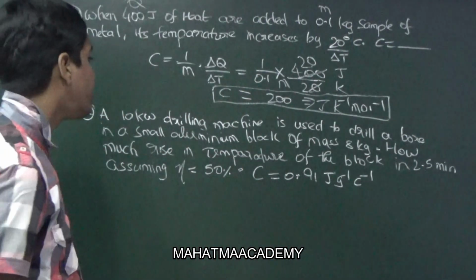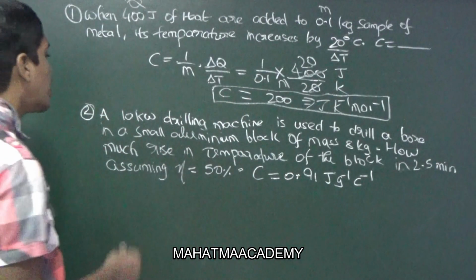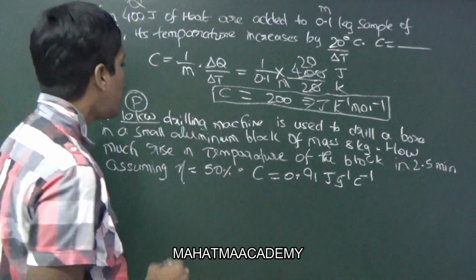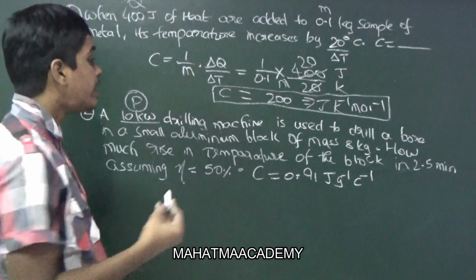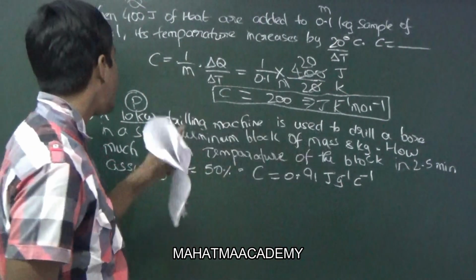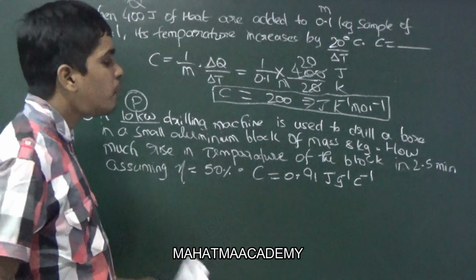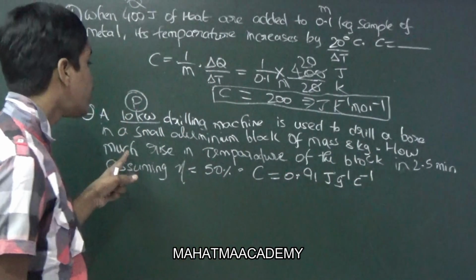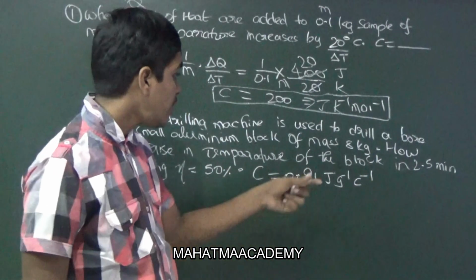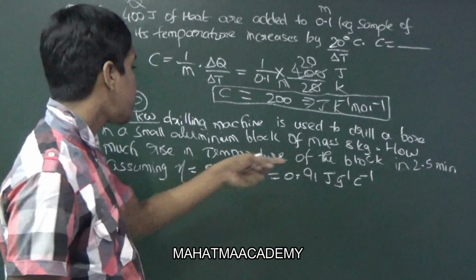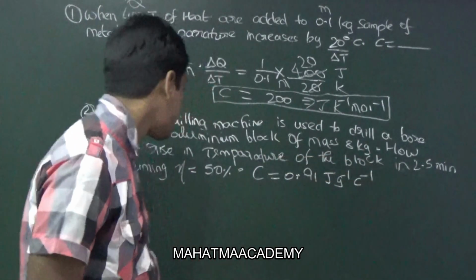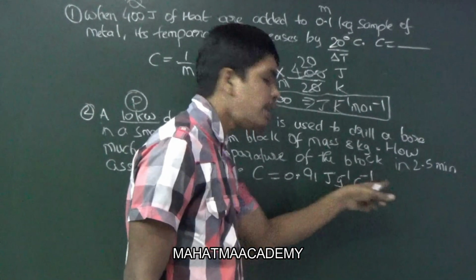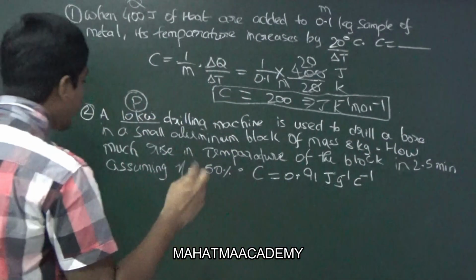Now we will solve the problem. A power drilling machine is used to drill a bore in a small aluminium block of mass 8 kg. What is the rise in temperature if the drilling is done for 2.5 minutes with an efficiency of 50%? We want to find out the delta T.